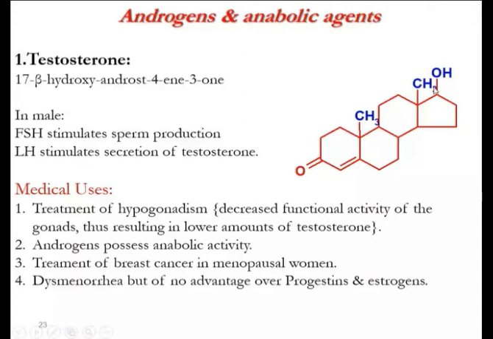In males, FSH stimulates sperm production and LH stimulates secretion of testosterone. Medical use: treatment of hypogonadism, decreased functional activity of the gonads resulting in lower amounts of testosterone. We can supplement this. Androgens possess anabolic activity. For treatment of breast cancer in menopausal women, we give testosterone. Sometimes in dysmenorrhea, we can use testosterone. This is the medical use of testosterone.